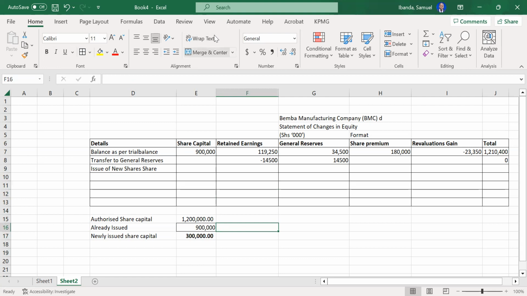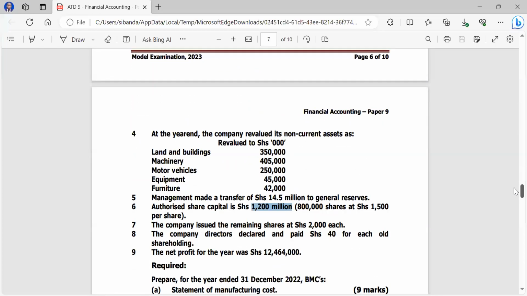But there is something very interesting that I want you to see. The examiner was very bright. They didn't give us the number of shares that were issued. What did they rather do? They came and told us that 800 shares were the ones that were existing. So yours is to find out what was the remaining balance that is to be issued, because they're saying the company issued all the remaining shares. But remember, these shares are at 1,500.